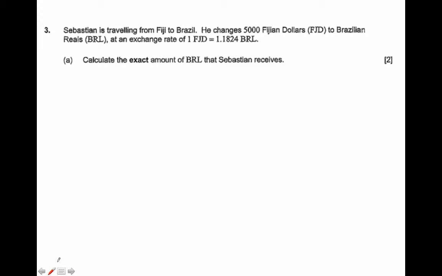So this question is to do currency conversion. Sebastian's travelling from Fiji to Brazil. So the exchange rate, 1 Fijian dollar, is equal to 1.1824 Brazilian reals. Now before I even read the question, if I were you, I'd write it the other way around, because 100% chance that later on, instead of asking you to go from Fijian dollars into Brazilian reals, they're going to ask you to go the other way.